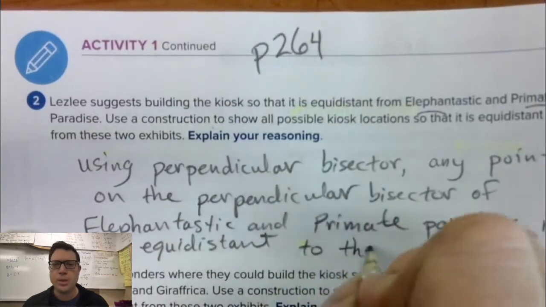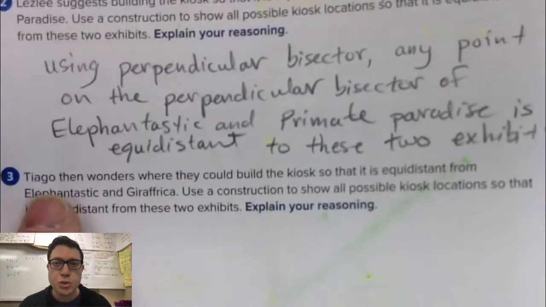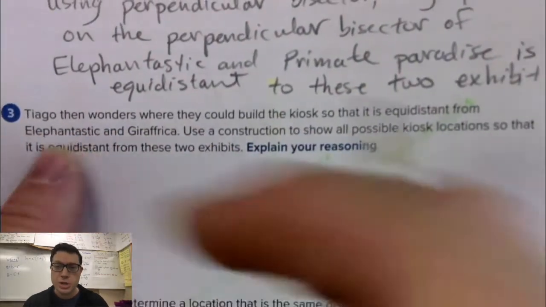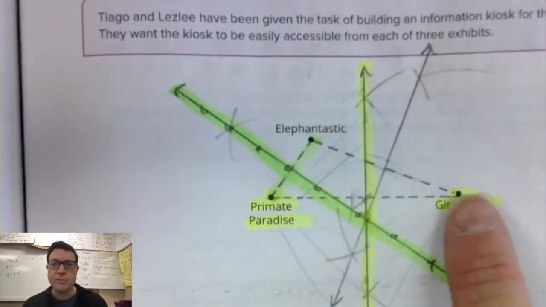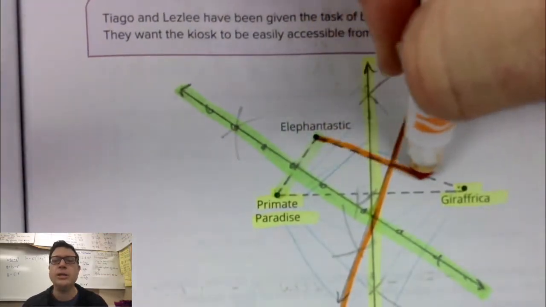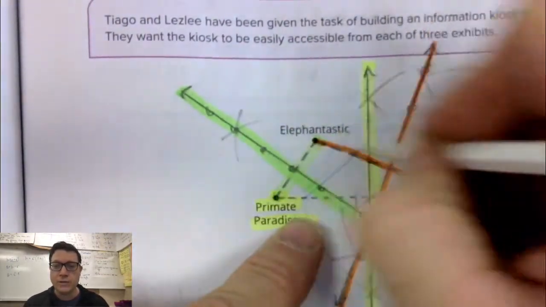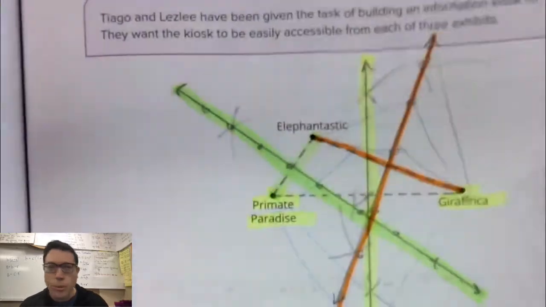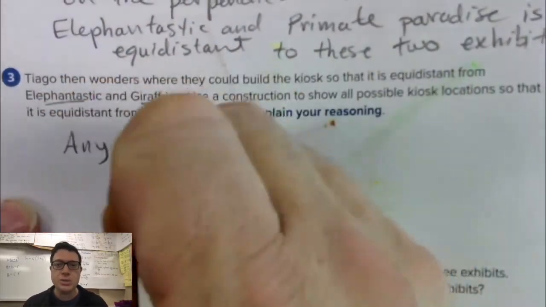Tiago then wonders where they could build the kiosk so it's equidistant from Elephantastic and Giraffrica. Use construction. Well, we did, if you follow what we did on page 263, that previous video. So Elephantastic and Giraffrica, let's highlight that line and acknowledge that it's the perpendicular bisector of the distance between Elephantastic and Giraffrica. Any point on the perpendicular bisector will be equidistant to the endpoints.